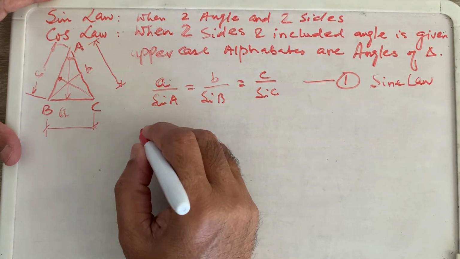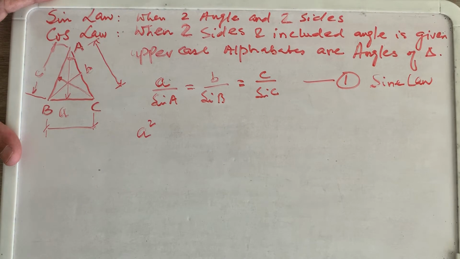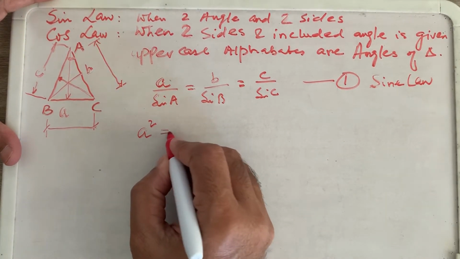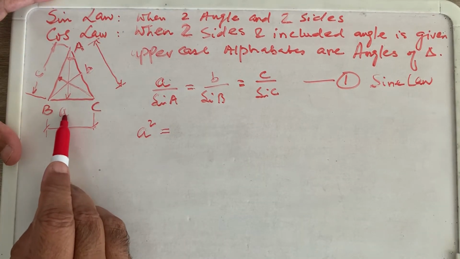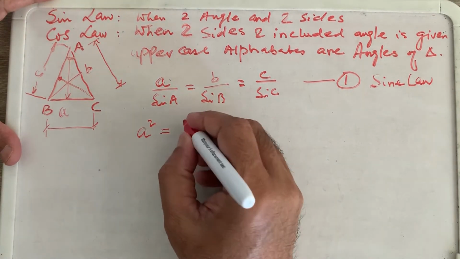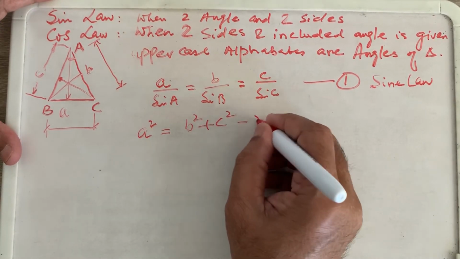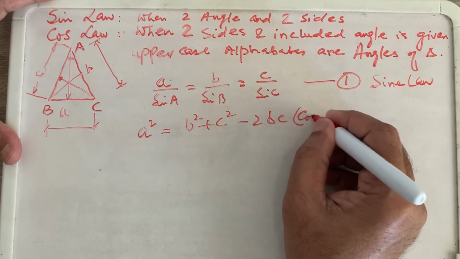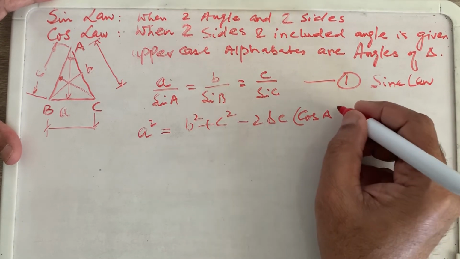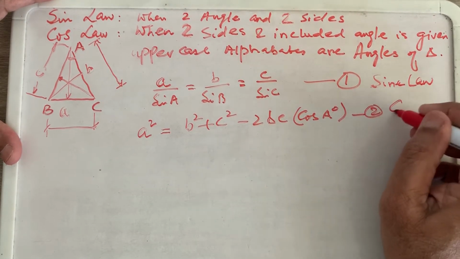Now what is cosine law? Cosine law says that if we have two sides and the included angle is known, right? We will do some exercises as well, but first we have to go through this formula. So a square is equal to b square plus c square minus 2bc times cos A. So this is what cosine law is.